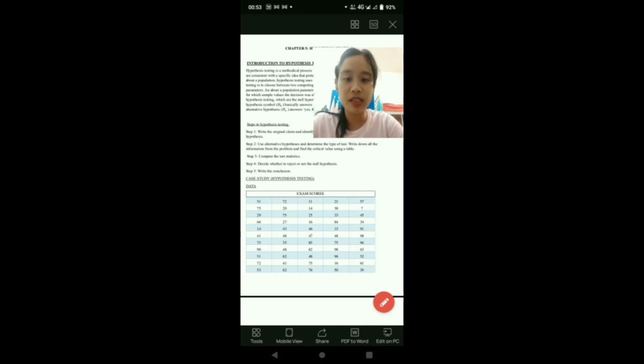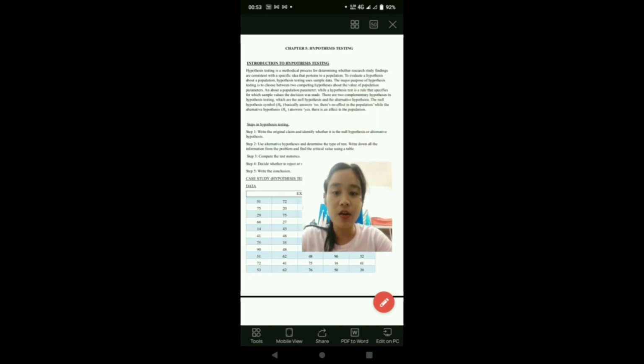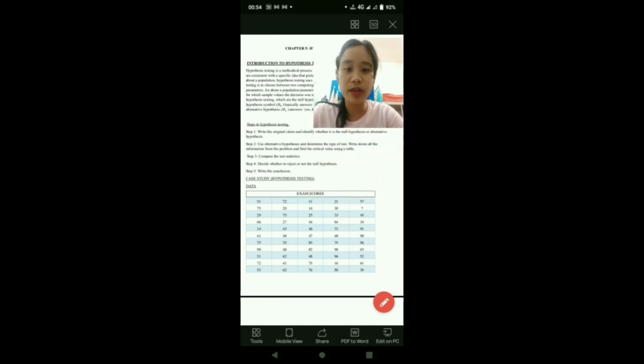The steps in hypothesis testing: Step 1 is to write the original claim and identify whether it's the null hypothesis or the alternative hypothesis. For step 2, use the alternative hypothesis and determine the type of test. Write down all the information from the problem and find the critical value using the table. Step 3 is to compute the test statistic. Step 4 is to decide whether to reject or not reject the null hypothesis. Step 5 is to write the conclusion.